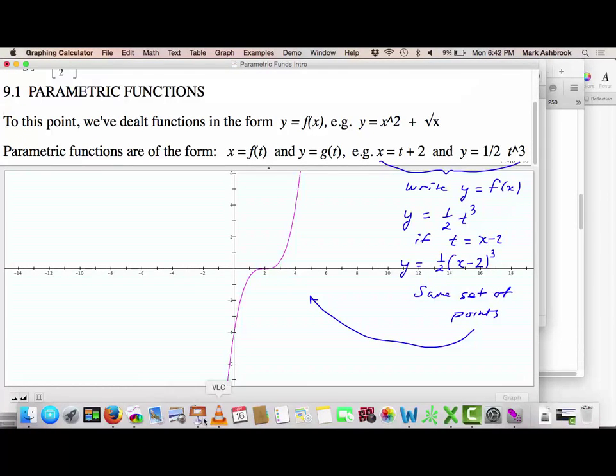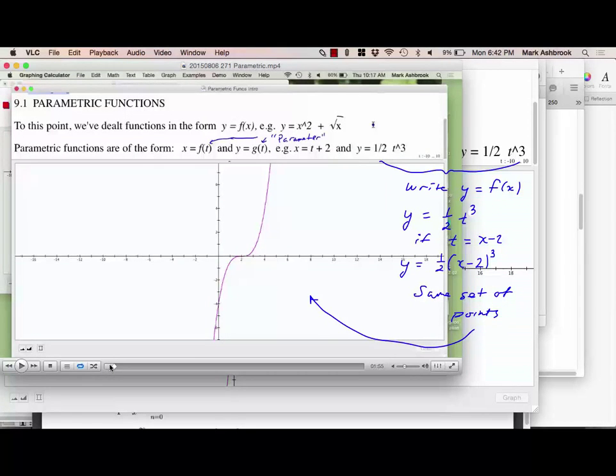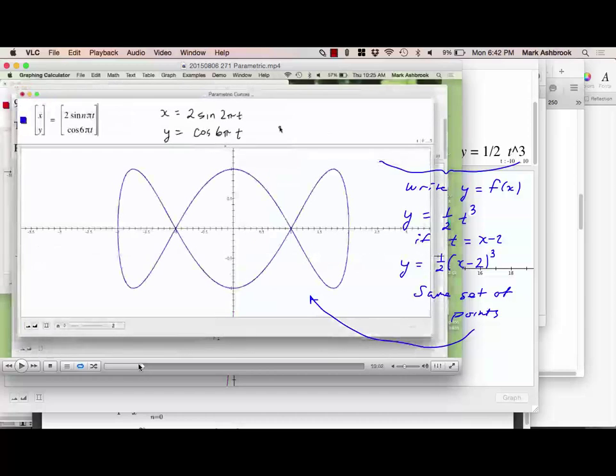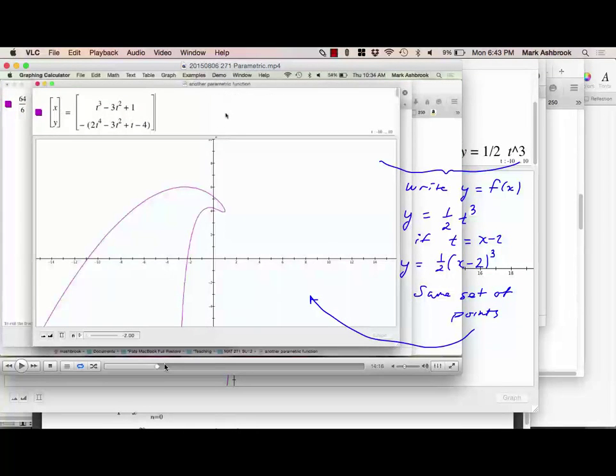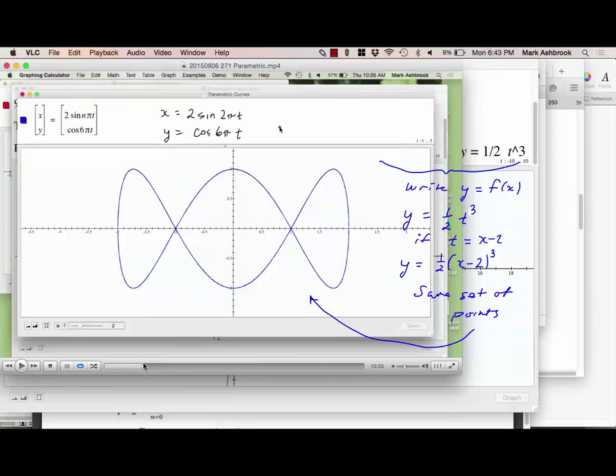Right, what do we want next here? Parametric curves. I don't want that. I want the linear one. Okay, so here's some different versions of what you can get here.